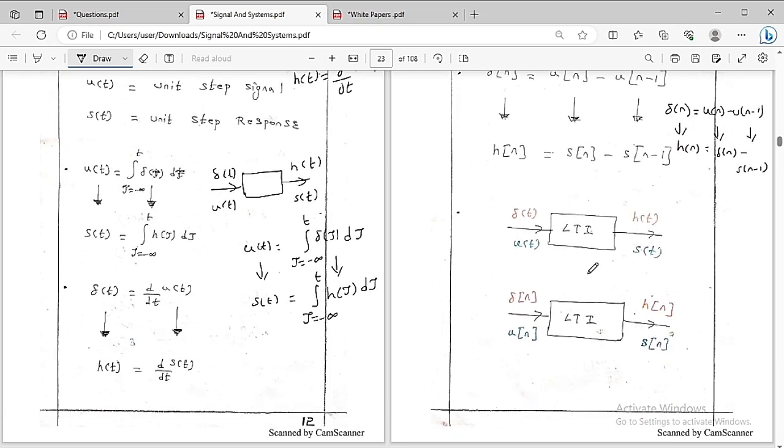So this is for an LTI system. The input is delta of t, then the output is h of t. The input is u of t, then the output is s of t. For the same LTI system, but discrete in nature, if the input is delta of n, the output is h of n.